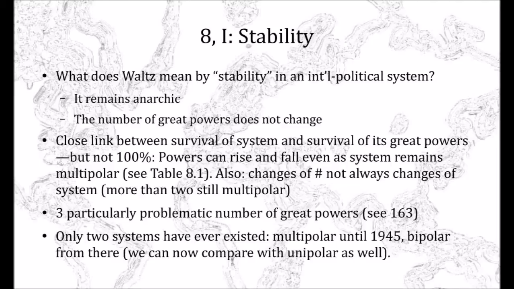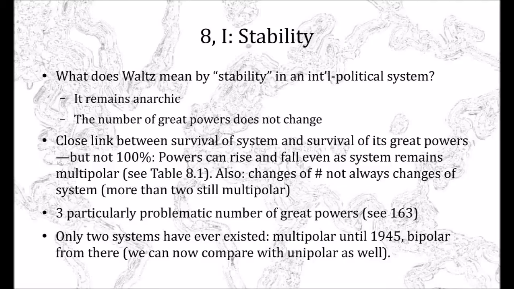It's not about war, it's about the system remaining anarchic, as it will, and the number of great powers not changing. What I mean by that is it doesn't change from multipolar to bipolar or something else. He notes there's a close link between the survival of the system and the survival of its great powers, but it's not complete. Powers can rise and fall even as the system remains multipolar. You can look at table 8.1. And also changes in number are not always changes in system. You can drop from 8 states to 5 states, to 5 great powers, and the system would still be multipolar.